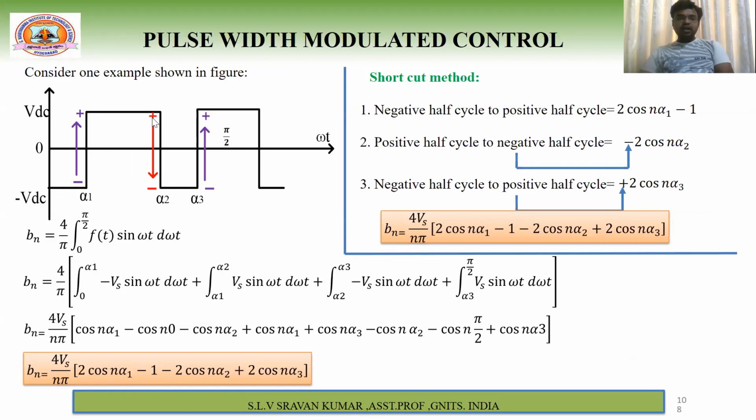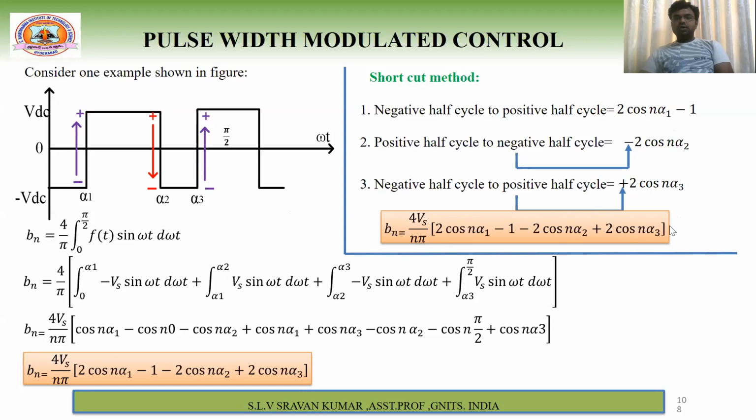Next, if you see the second one, alpha 2, here the waveform is changing from positive to negative. So at that time, how to write it? Minus 2 cos n alpha 2. Understand what I'm saying? Why minus? Because it is changing from positive to negative. So that's why minus 2 cos n alpha 2. Next, the third one: it is changing from negative to positive. Therefore I have to write positive 2 cos n alpha 3. Right. So just add all these expressions.